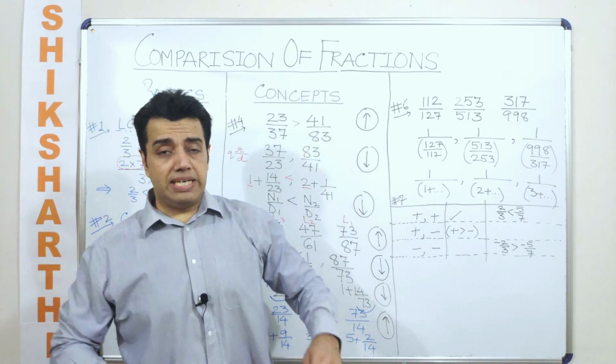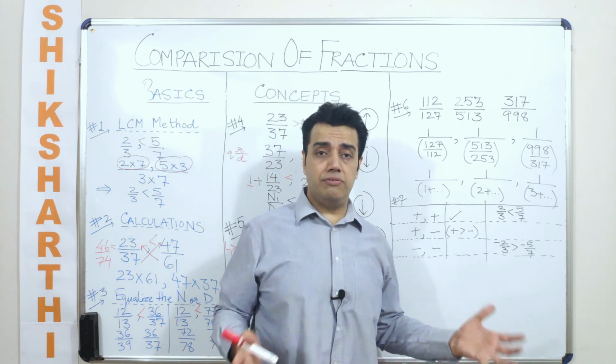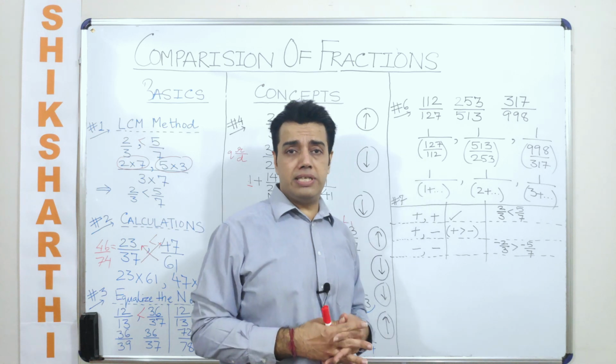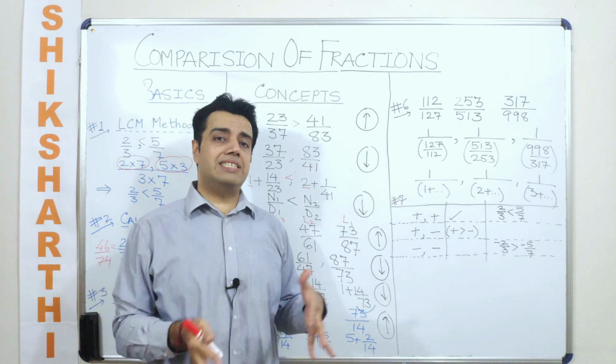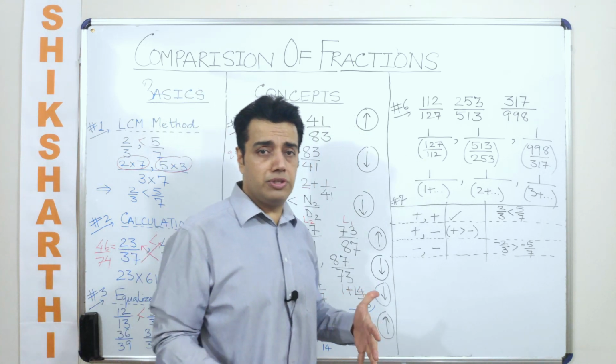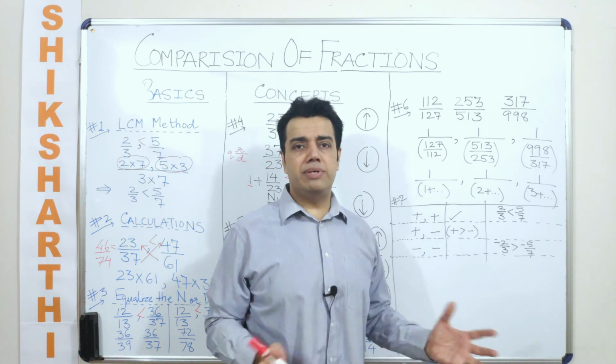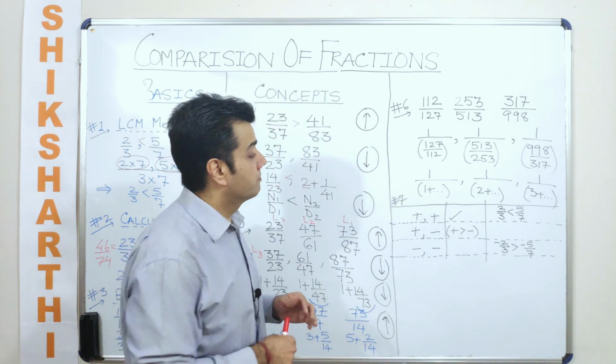I hope you are aware of the fact we had discussed: integers are numbers which are written without a decimal point, and non-integers are those numbers which are written with a decimal point. Whether they are positive or negative, that doesn't make any difference to the definition.